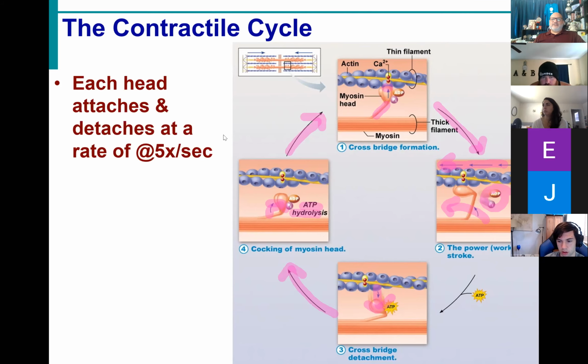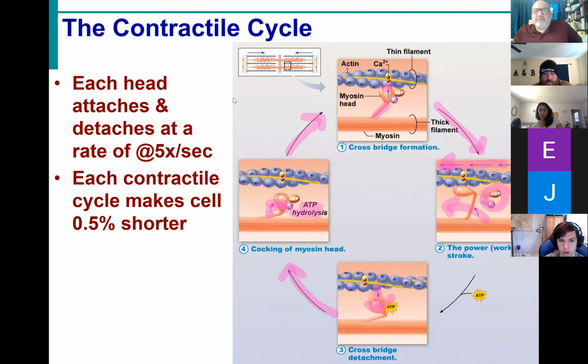Each contractile cycle takes a fraction of a second. An average myosin head can perform 5 contractile cycles in a second, right? 1, 2, 3, 4, 5 of those, all within 1 second. And every single myosin head grabbing and pulling shortens the muscle cell about 0.5%.